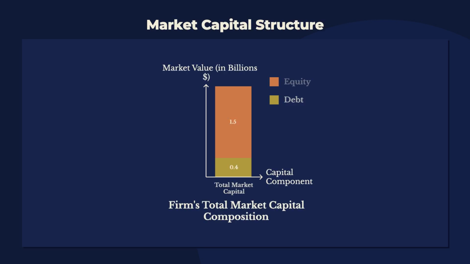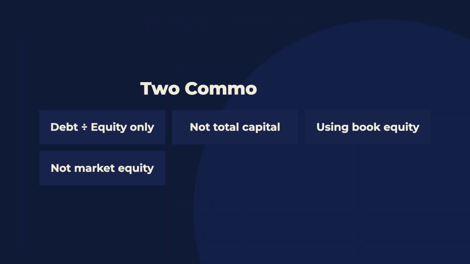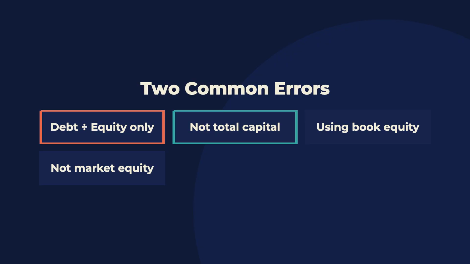Picture a firm with 400 million in debt and 50 million shares priced at $30, giving $1.5 billion in market equity, for a total market capital of $1.9 billion and a market debt ratio a little over 21%. The most frequent error divides debt by equity alone instead of total capital, which is a debt to equity comparison, not the debt ratio.